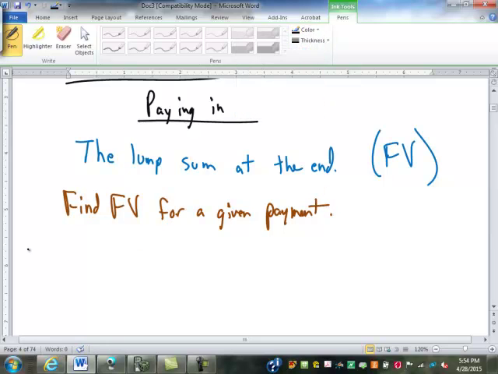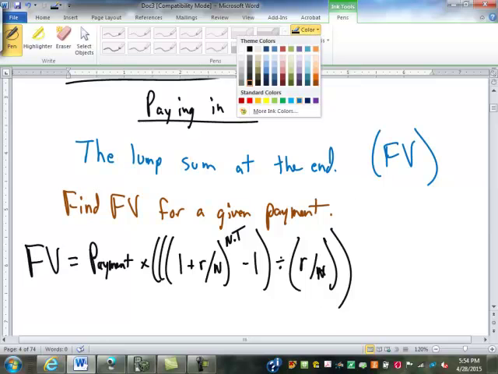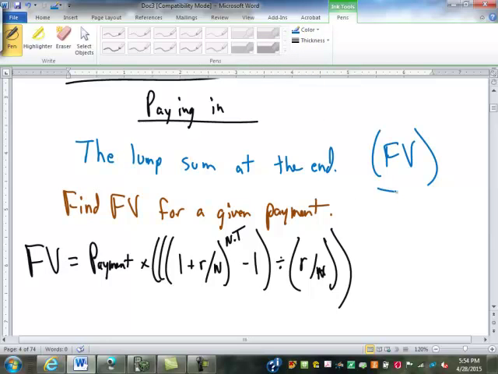The formula is the future value is equal to that payment times open parenthesis, open parenthesis 1 plus r divided by n to the power of nt minus 1, close, divided by r divided by n, close and close. Because we're looking at a future value, the lump sum is at the end, we don't need the extra little term back here.